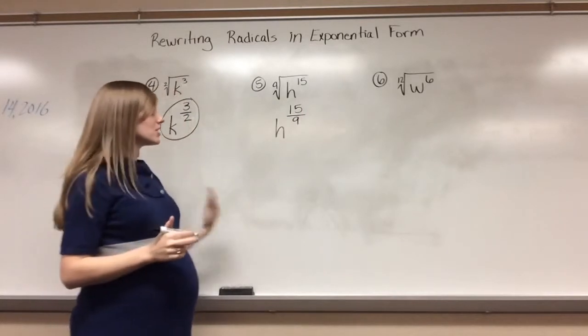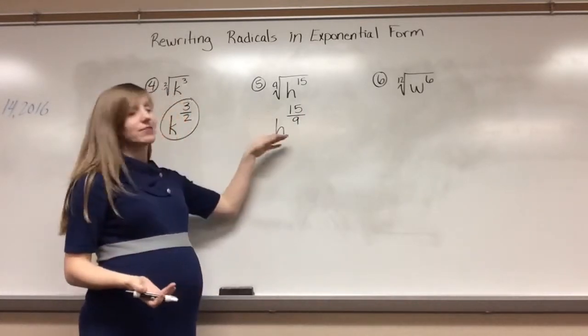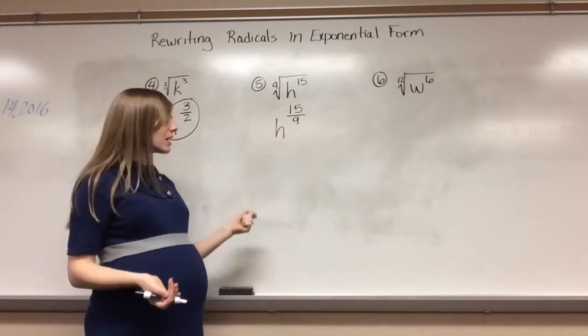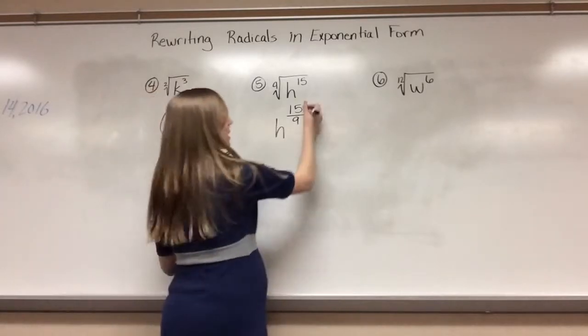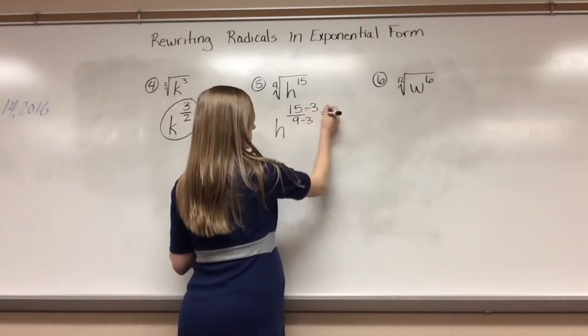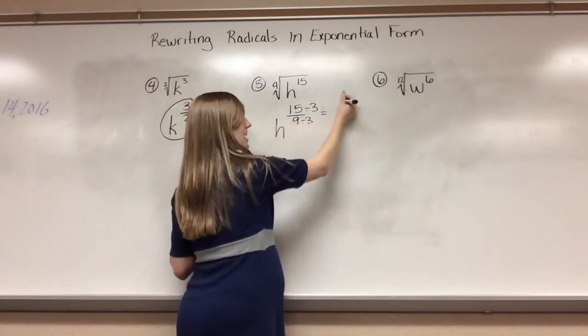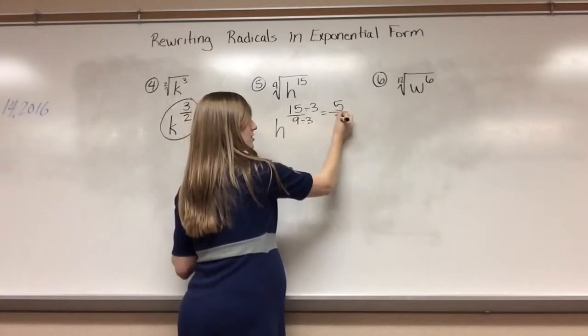Now at this point, we need to determine, can we simplify this or not? Looking at 15 and 9, I can see that both of them are divisible by 3. So I'm going to divide top and bottom by 3. So 15 divided by 3 is 5. 9 divided by 3 is 3.